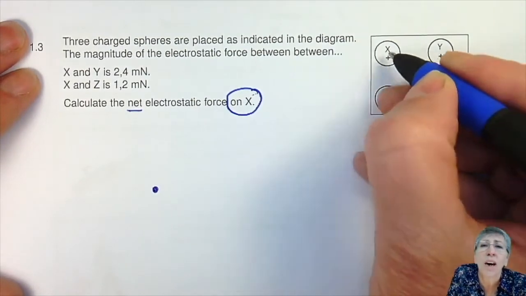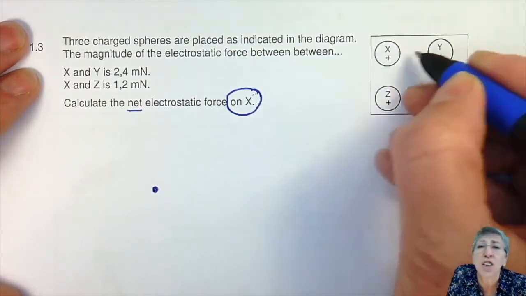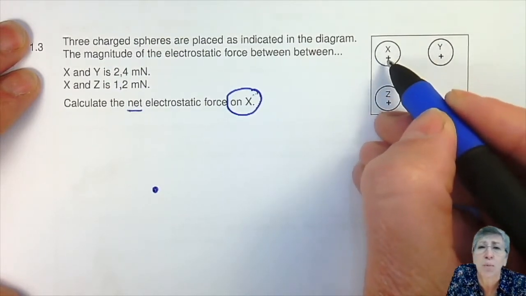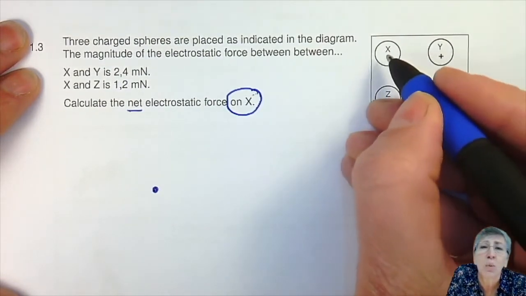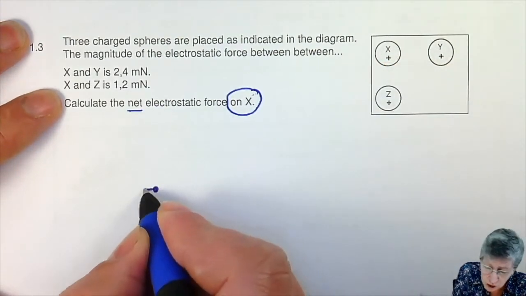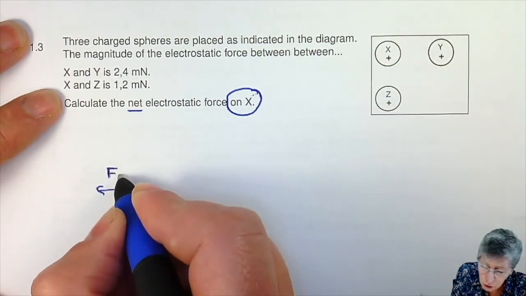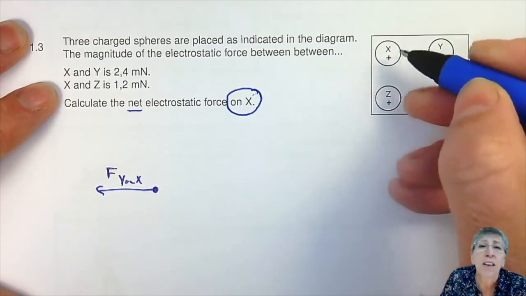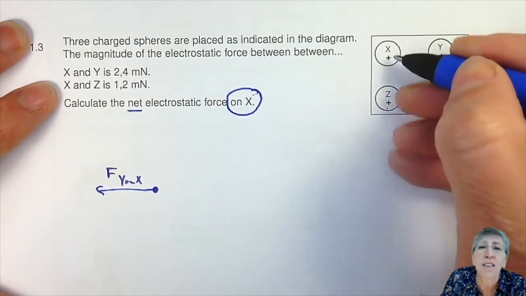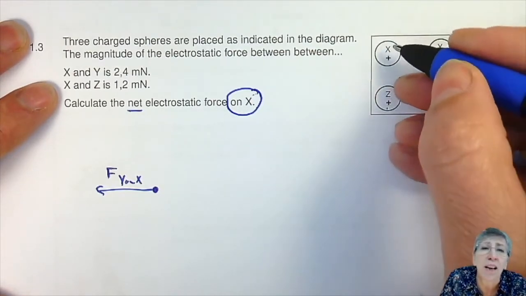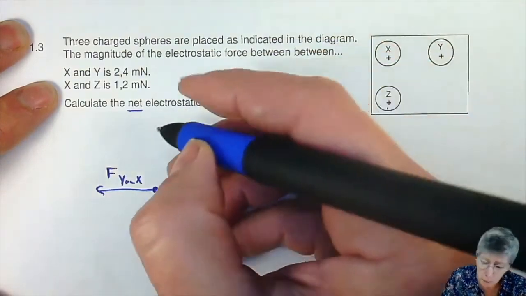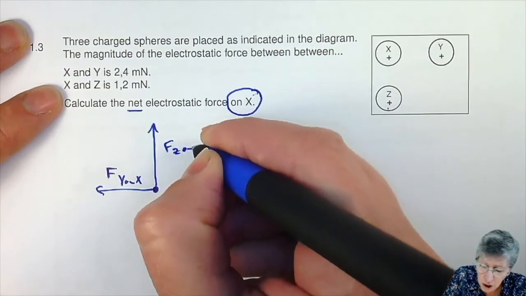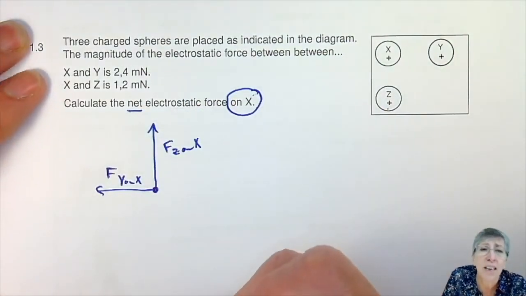So the question is, what does x feel? Now, what is y going to do with x? They repel each other, but I'm not asked what's happening to y. I'm only asked what's x experiencing. So if they're pushing each other away, x will be experiencing a force to the left. So you will have F of y on x towards the left. Right, and then we're working with x and z. And what is z going to do with x? It's going to repel x, so it's going to push x upwards. So you will also have the force of z on x, and that is going to be an upward force.